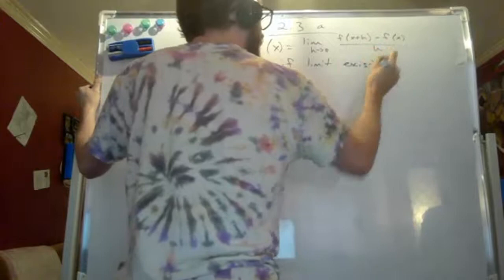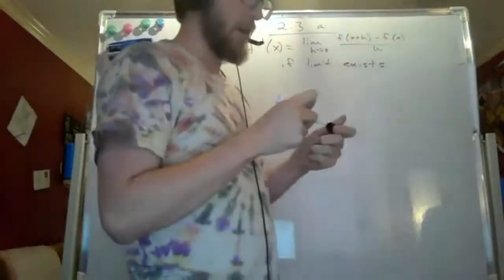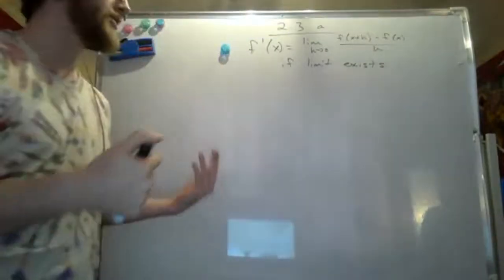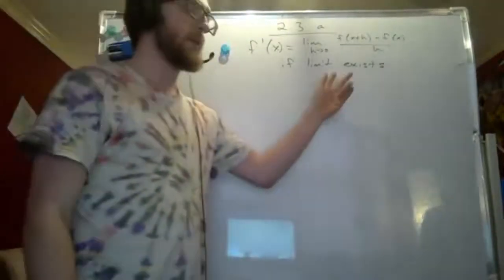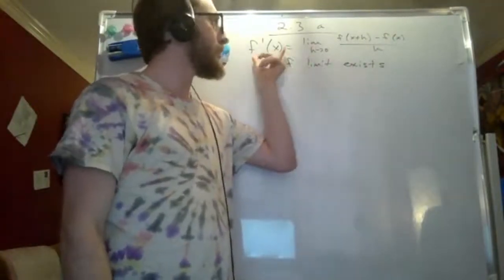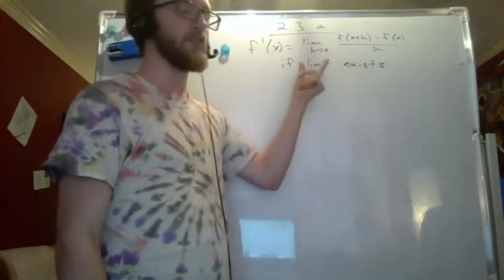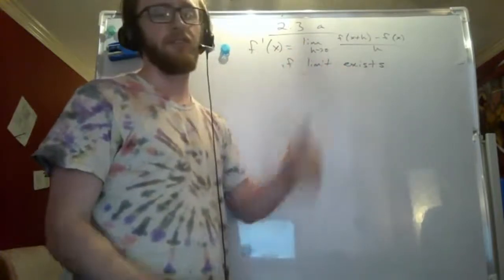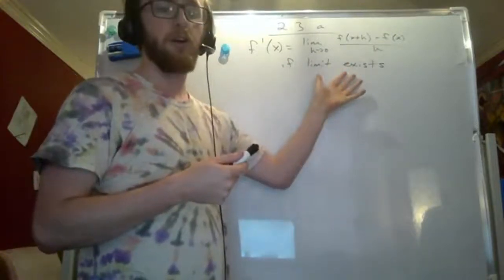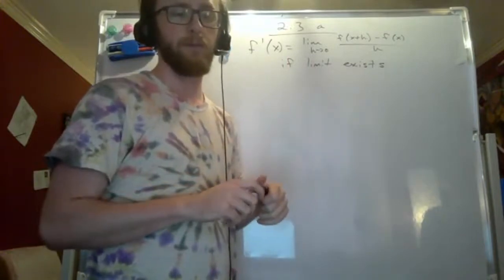Now recall from, I believe it was 2.1, where we were discussing what are limits, what does it mean for a limit to exist. Those things we discussed there are going to come up again here. In order for a derivative to exist, the limit must also exist, and vice versa. If the limit doesn't exist, then the derivative doesn't exist. So this is going to be important terminology based off of what we learned in section 2.1.